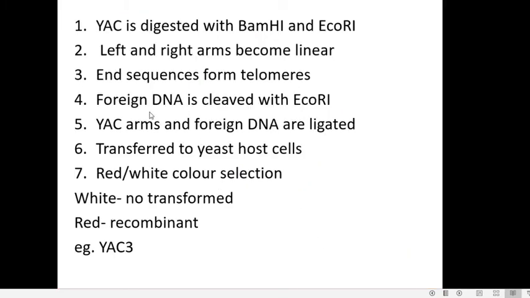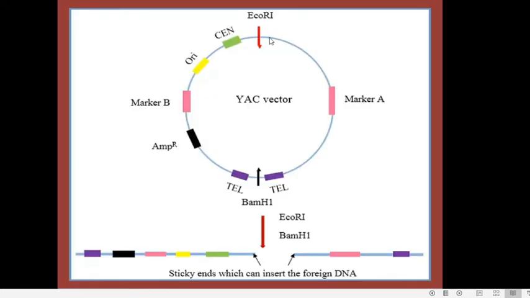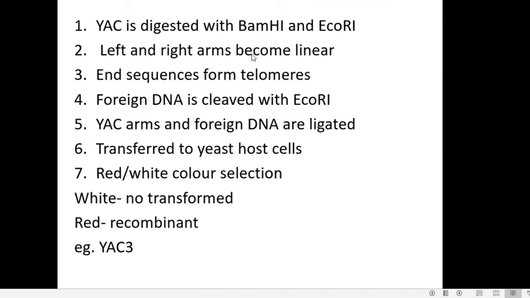Here it is given in a nutshell. The YAC is first digested with BamHI and EcoRI, as I showed you. Then the left and right arms will become linear.